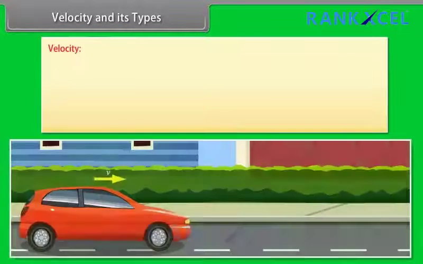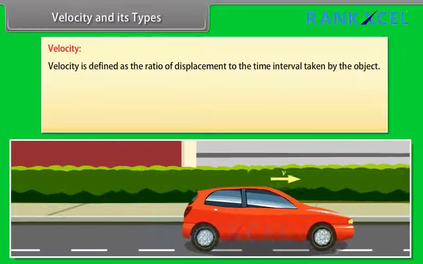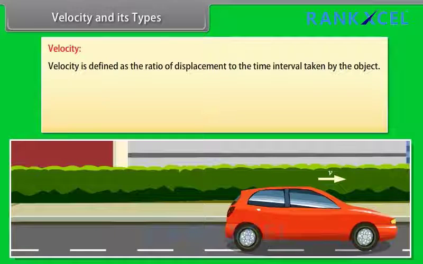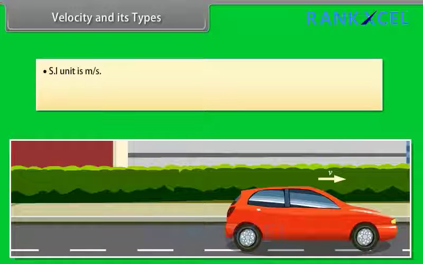Velocity and its types. Velocity. Velocity is defined as the ratio of displacement to the time interval taken by the object. Therefore, velocity is equal to displacement upon time interval. It is a vector quantity. SI unit is m upon s.